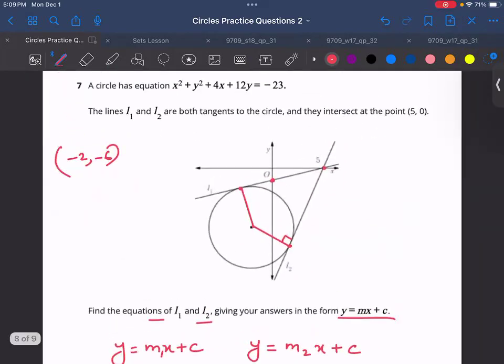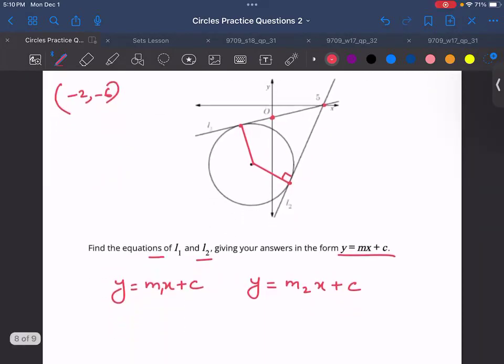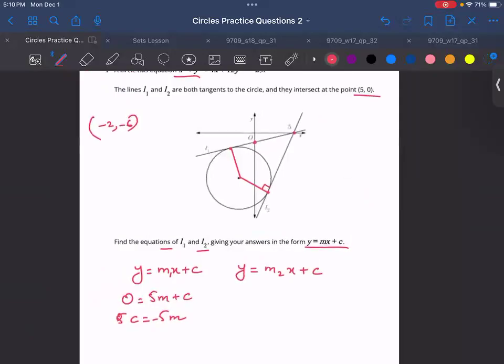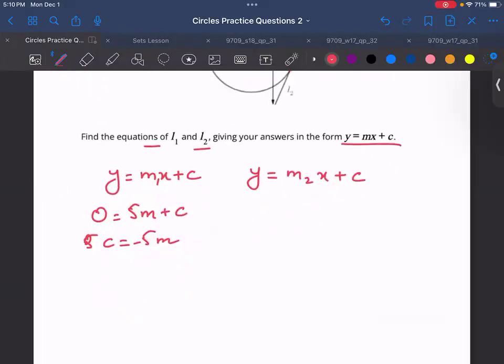So we have a circle equation. We have two lines that are tangents, and they intersect at (5, 0). We have to find the equations. If I put 5 and 0 over here, what will I get? x is 5, so c equals minus 5m, right? Now I get it. So can I write y equals mx minus 5m? In place of c, I have written minus 5m, right?